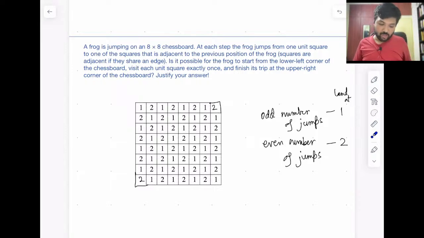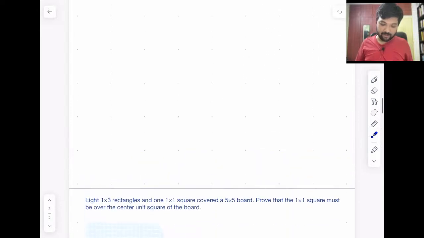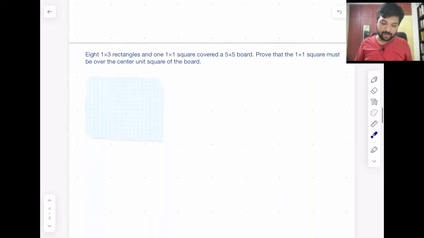Alright. So this is again a similar problem. It's essentially that every time you make a jump, it's like you're sitting on a domino. Okay, that's what is happening. But it's a very similar problem with parity. Alright, so this is basic. Okay, now it becomes a bit of fun.